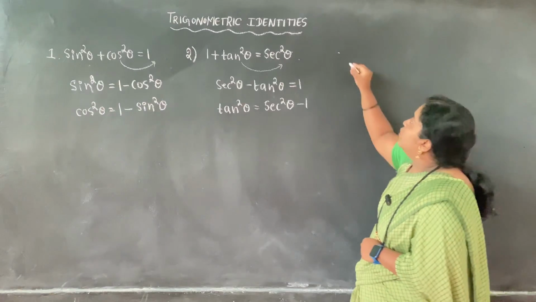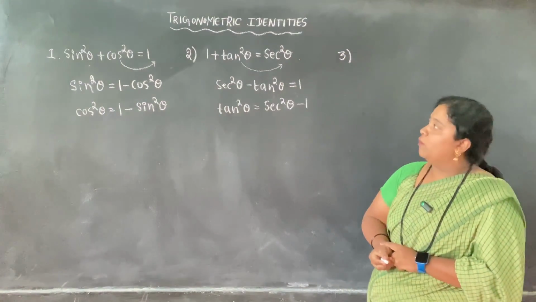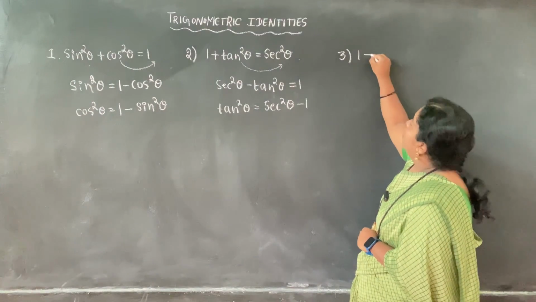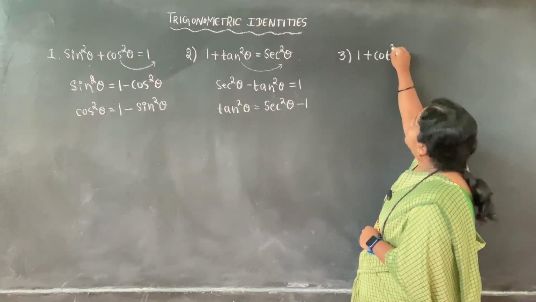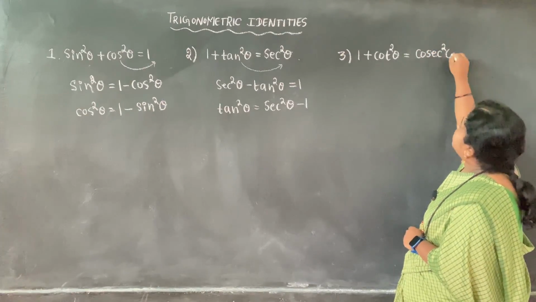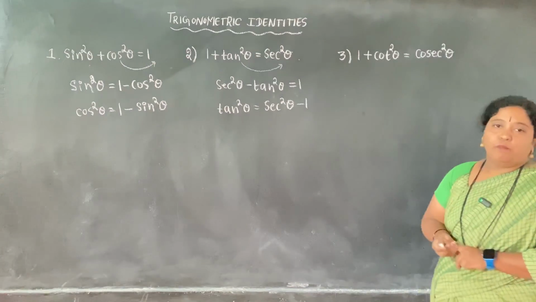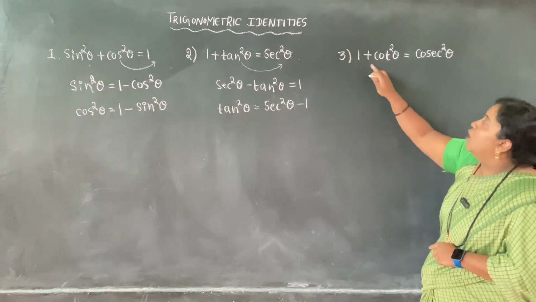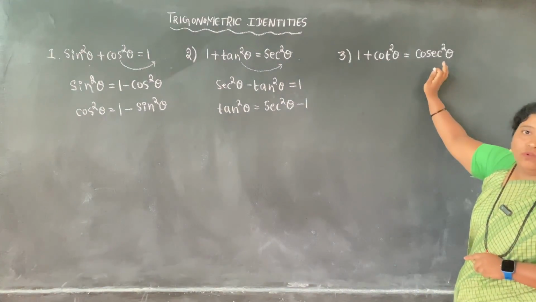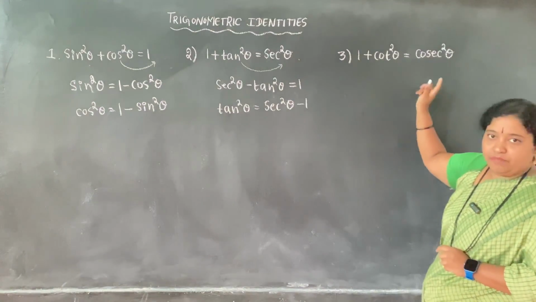Fine. We'll move to the third trigonometric identity, which is also a very important one. Remember, 1 plus cot square theta is equal to cosecant square theta. This third identity is very important and has to be remembered. Again, let me derive some more from this also.